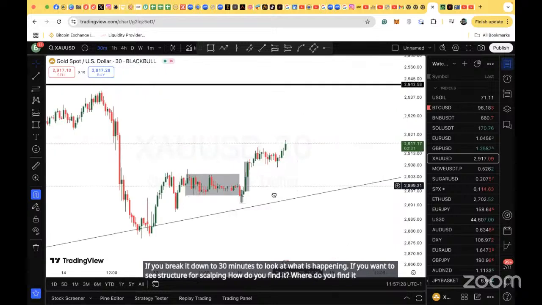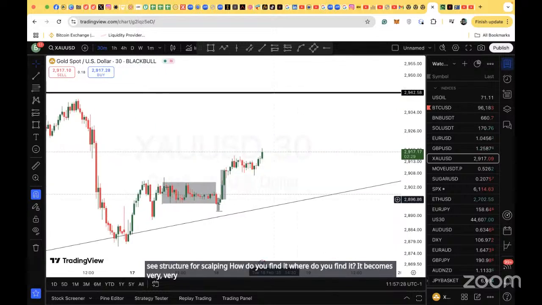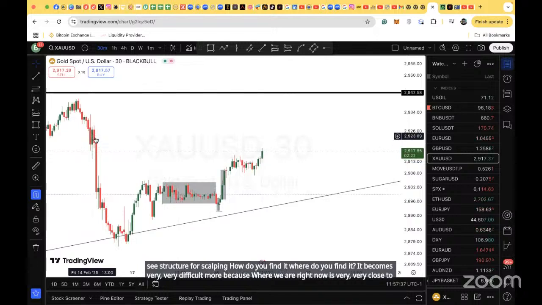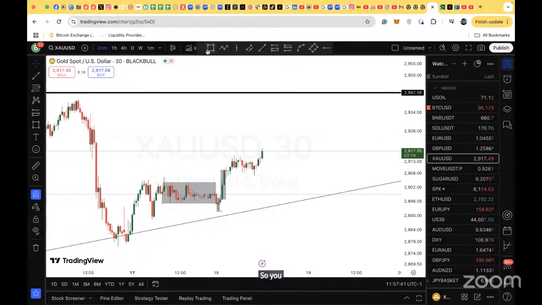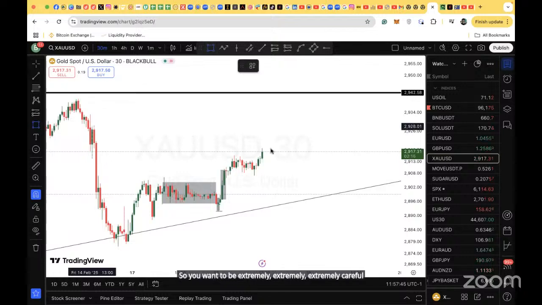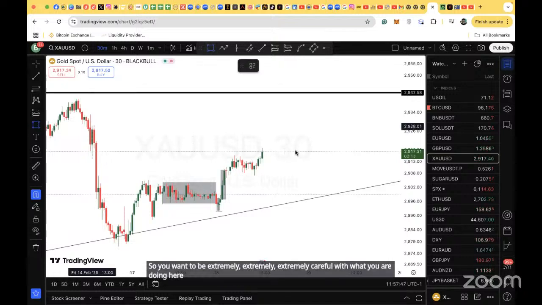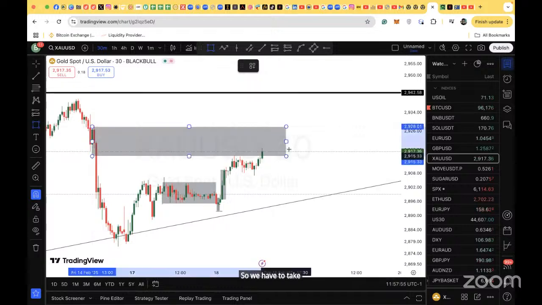It becomes very, very difficult, more because where we are right now is very, very close to another block that was responsible for this push to the downside. So you want to be extremely careful with what you are doing here, trying to sell this market, which may not work. So we have to take note of where price action is, where the market is, and what is happening right now.